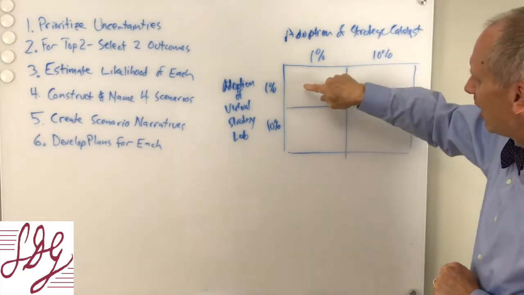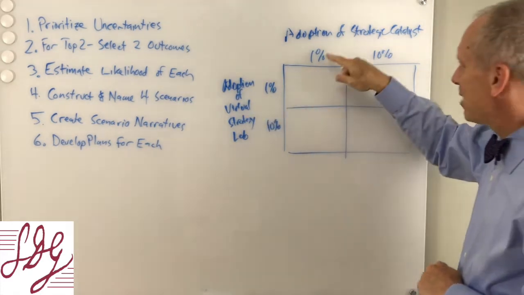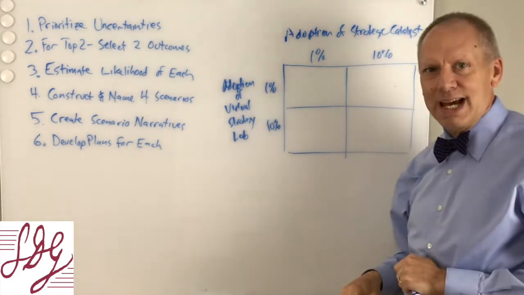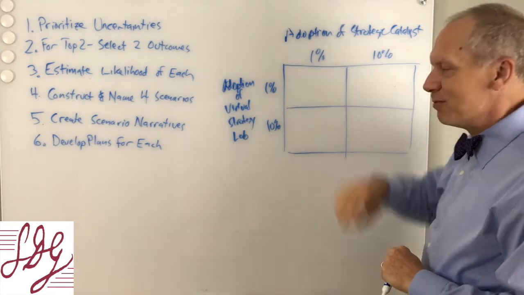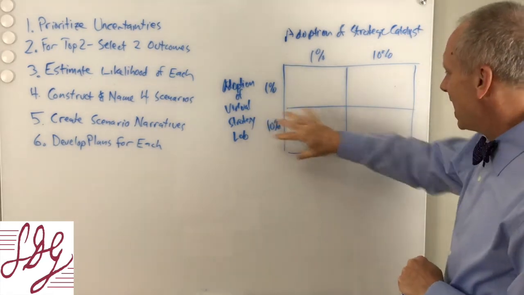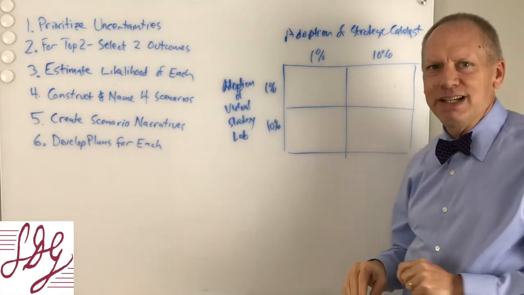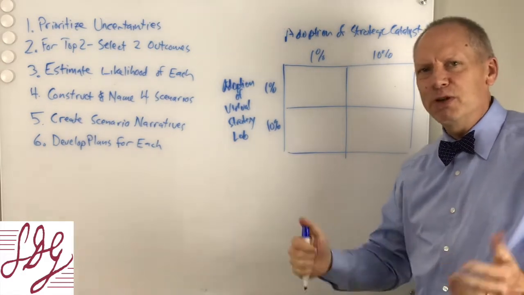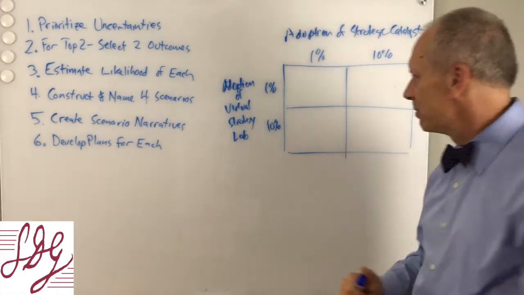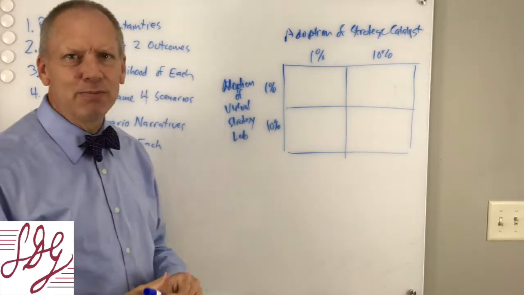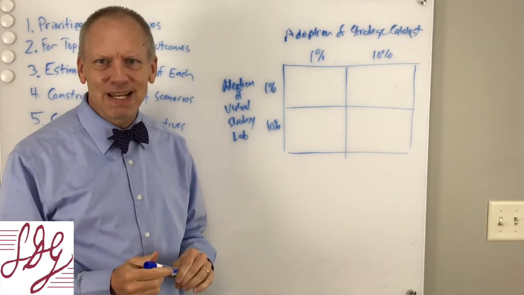If you've got a low adoption of virtual strategy lab and a low adoption of the strategic catalyst model, that's your most pessimistic view. If you've got high adoption of each, then from our perspective, that's our most optimistic view. So I'm going to move to this side to make it a little bit easier for you to see it. I'm not standing in front of it.